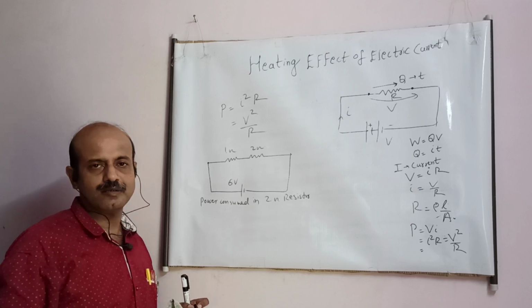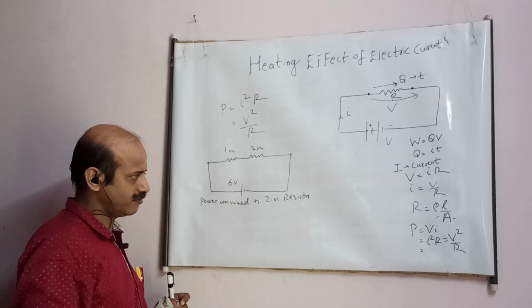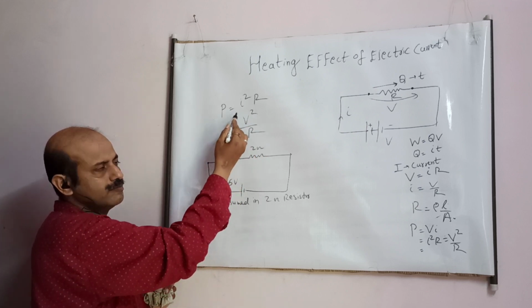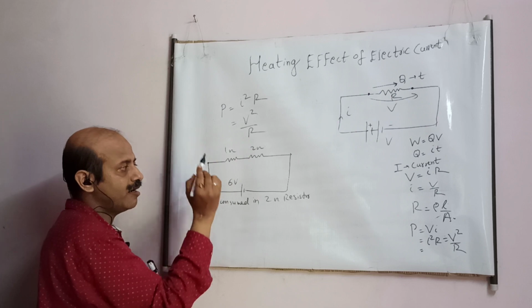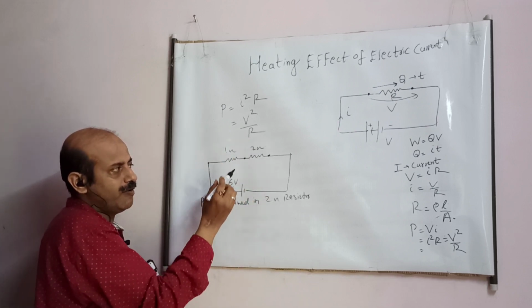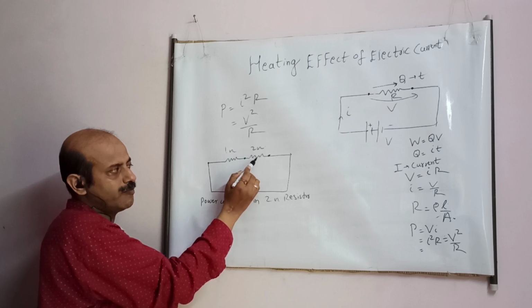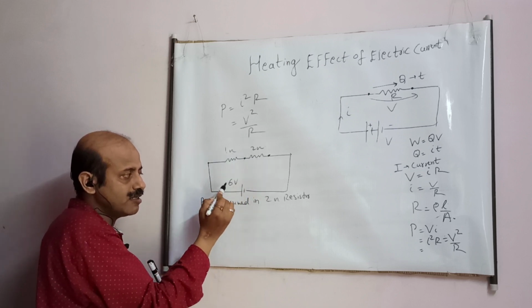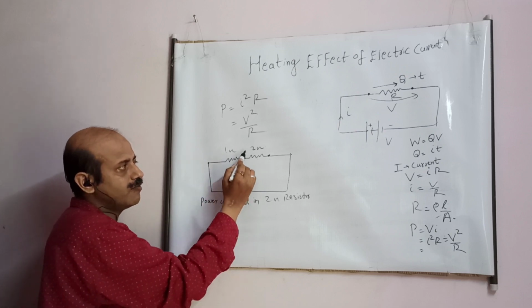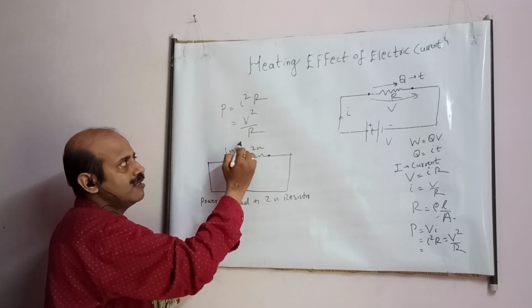Now what one mistake generally occurs is, here it is 6 volts, so students directly apply this formula. But remember, student, this formula is not directly applicable here because this 6 volt is not available across this resistor. If I want the power of this, I have to find out the voltage across this, and here 6 volt has been divided into two parts. So this 6 volt is not the voltage across this, so I cannot apply this formula directly.